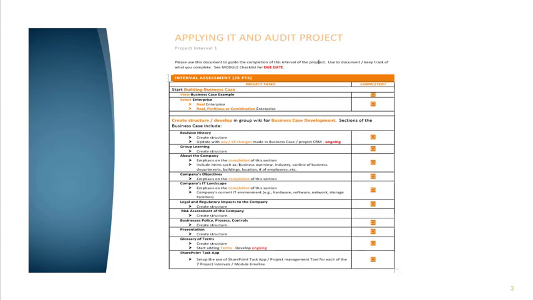You will also create the structure on your SharePoint site of the legal and regulatory impacts to the company section, the risk assessment of the company section, the business policy, process, and controls section, and the presentation section. You will also create the structure for the glossary of terms, which you should start adding to and will continue to add to throughout the project.